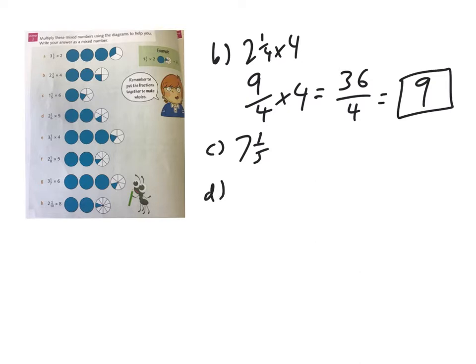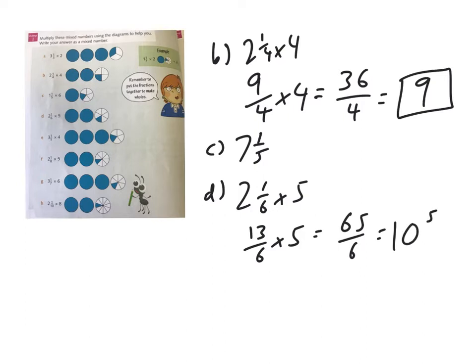Question D, 2 1/6 times 5. Change it to an improper fraction. 2 6s are 12, add 1 is 13, so 13 sixths times 5. 13 times 5 is 65, so 65 sixths. And of course you'll have done your working out for that, but I'm just working through the answers nice and quickly for you. So 65 divided by 6, well 6 tens are 60 and 5 left over, so 10 5/6.